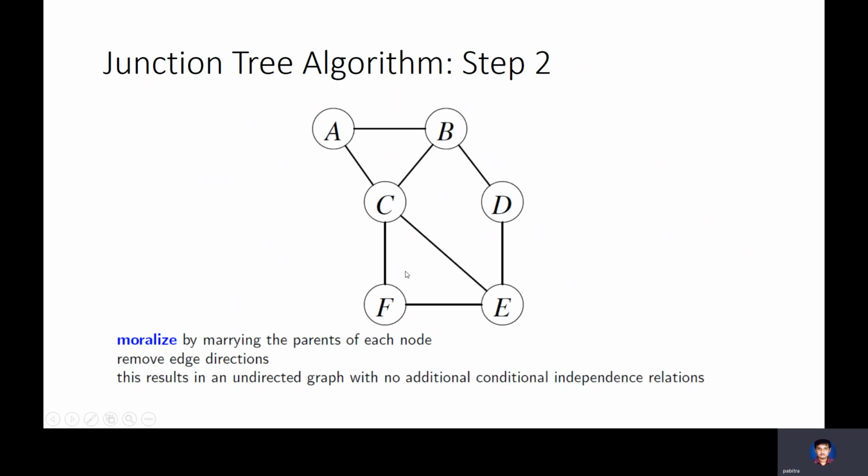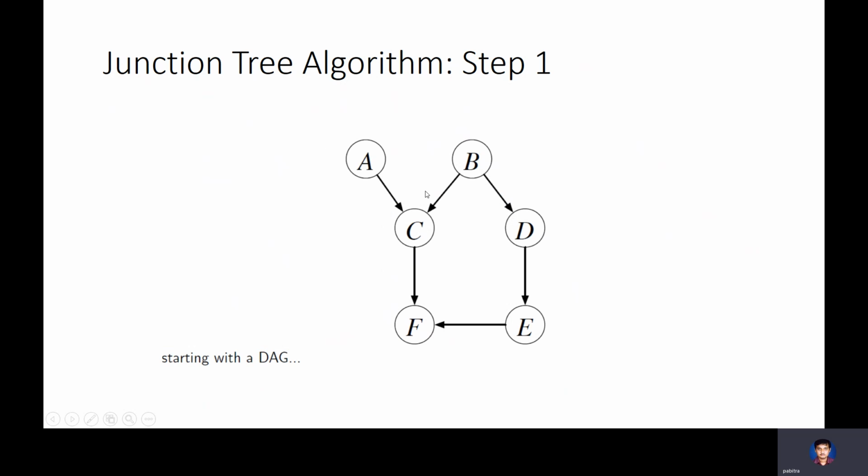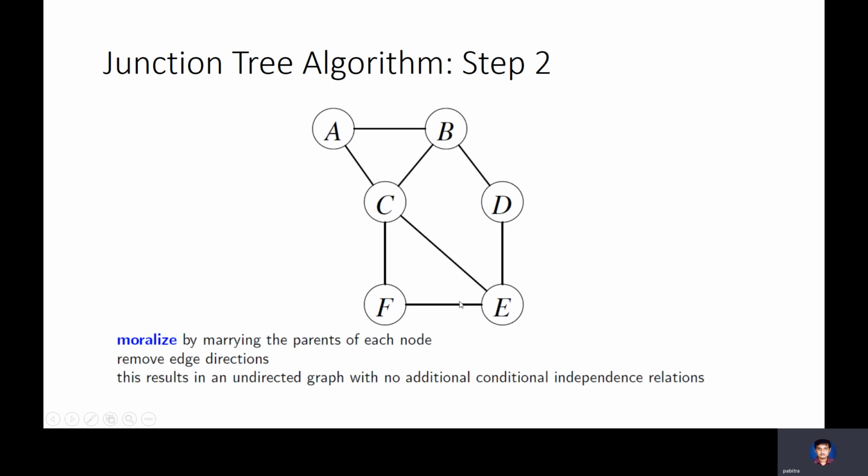Okay, so there is an equivalence between the IMAP of this undirected graph and the IMAP of this moralized graph. Both of them have the same IMAP. They encode the same conditional independences.